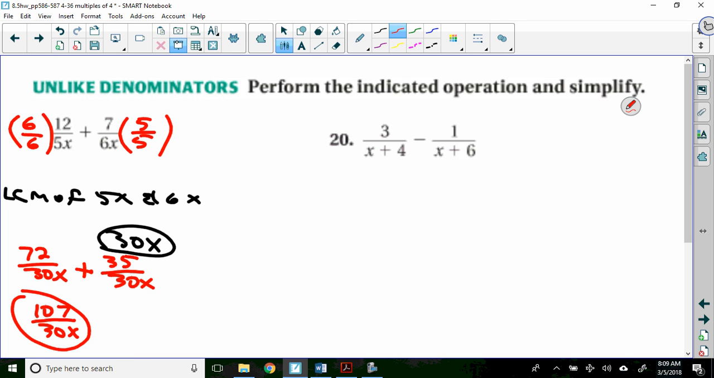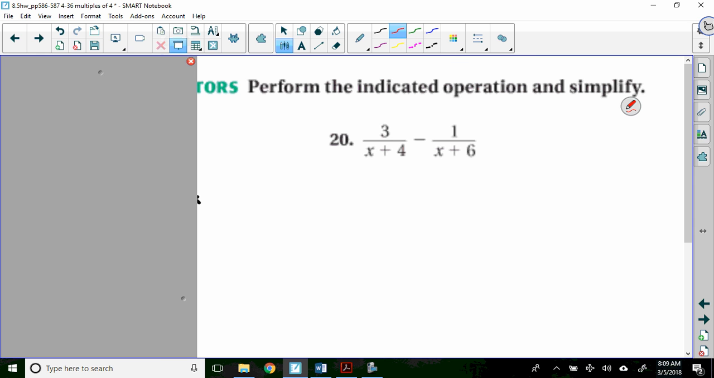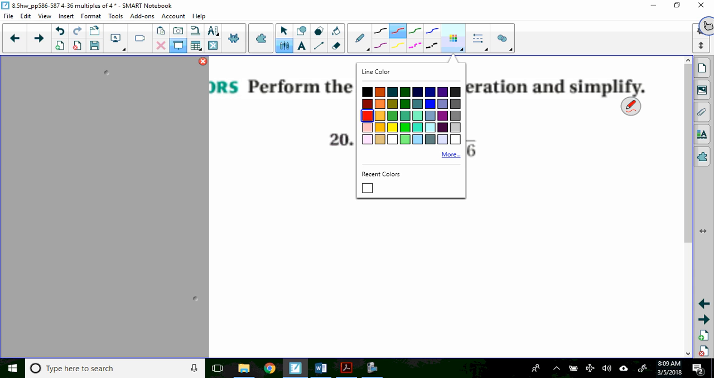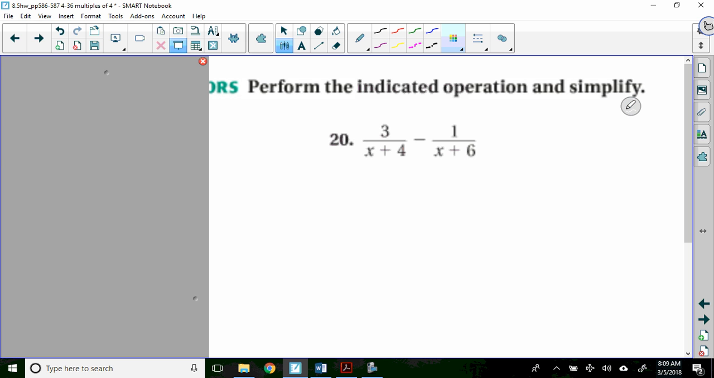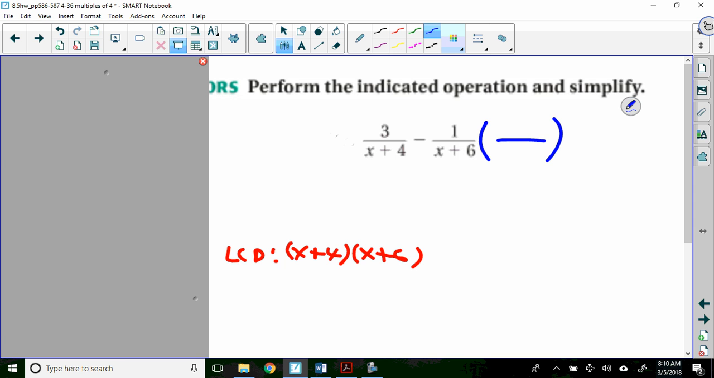So let me go ahead and cover up that one, and we'll look at number 20 next. On number 20, same kind of thing. Whenever we find our LCM, we've got to represent everything that's there. So our LCD is going to be x plus 4 times x plus 6, right? Because we've got to represent everything that's there. So we're going to have to multiply the fraction on the right by something over something and the fraction on the left by something over something.